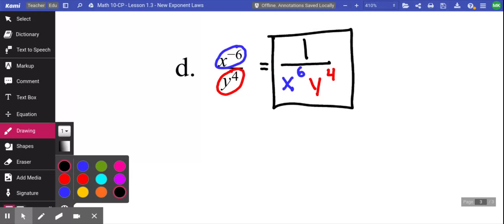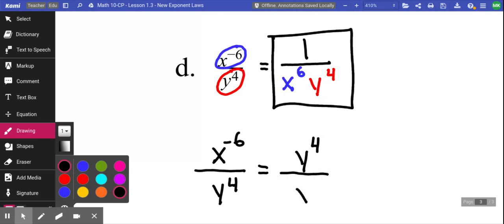What I saw a lot of was this. People just moved both things. That is incorrect. You can't just move everything. Technically, if you did that, this should be a negative 4 because you moved it, right? And moving it changes the symbol. Don't move positive powers. Keep them where they are.